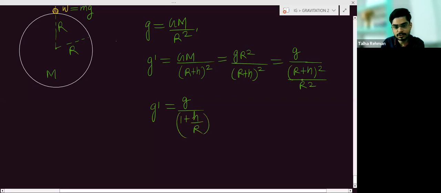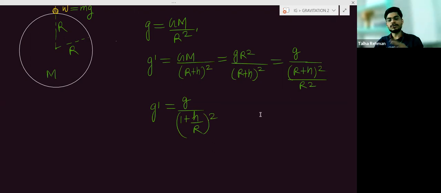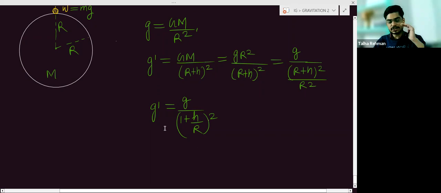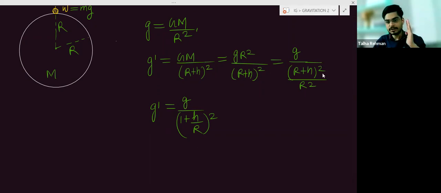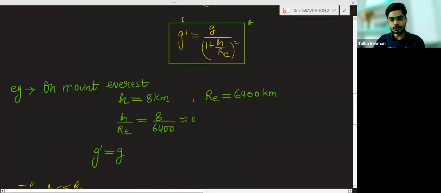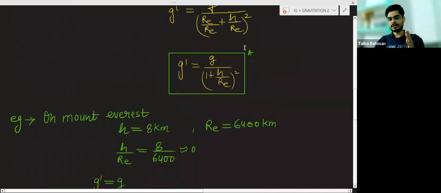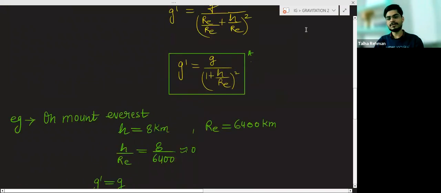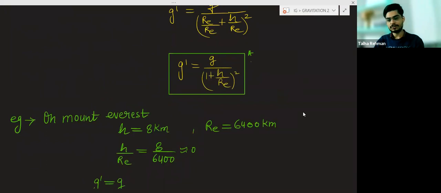If you want, you can learn this formula directly. I told you this formula directly: the acceleration due to gravity in terms of the acceleration due to gravity on the surface of the Earth. Star is there. g dash is equal to g divided by (1 plus h by the radius of the Earth) square. So you can use it directly also.